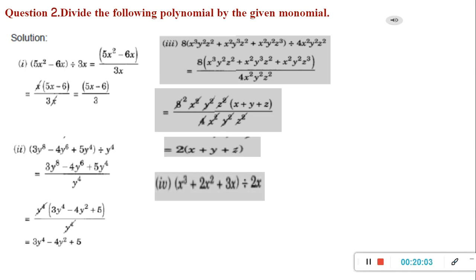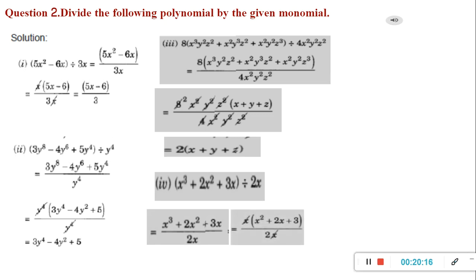x cube plus 2x square plus 3x divided by 2x. Here also down we are having 2x, but from up we can take x as common. So now what is left out inside? x square plus 2x plus 3. So x will cancel. So what is our answer? x square plus 2x plus 3 upon 2.